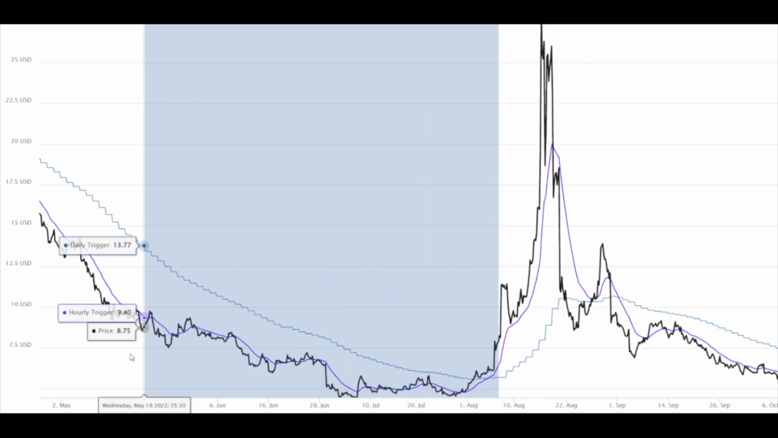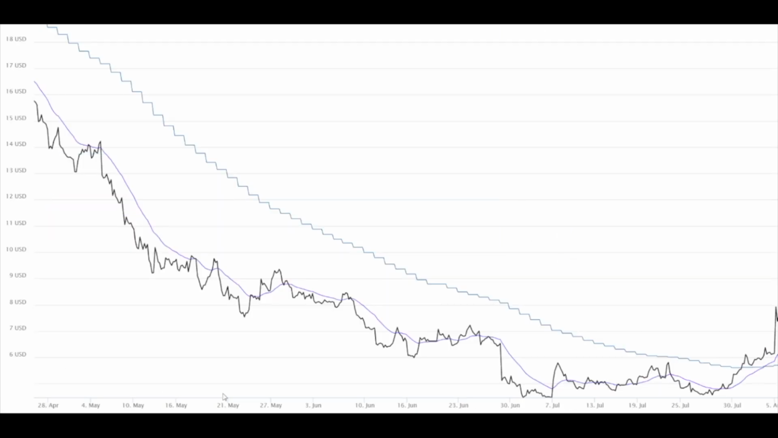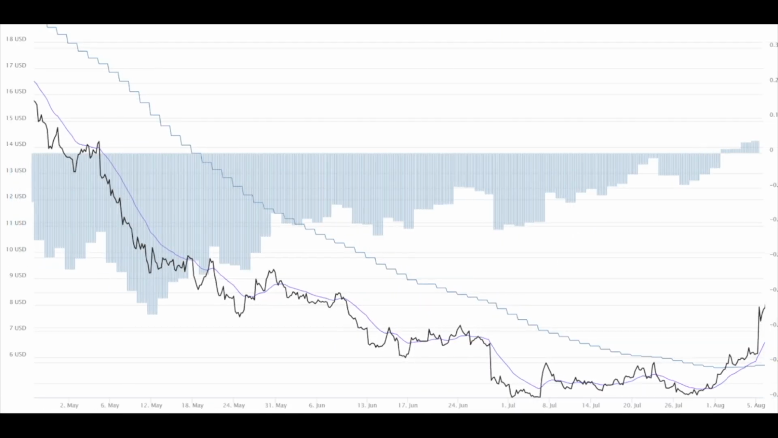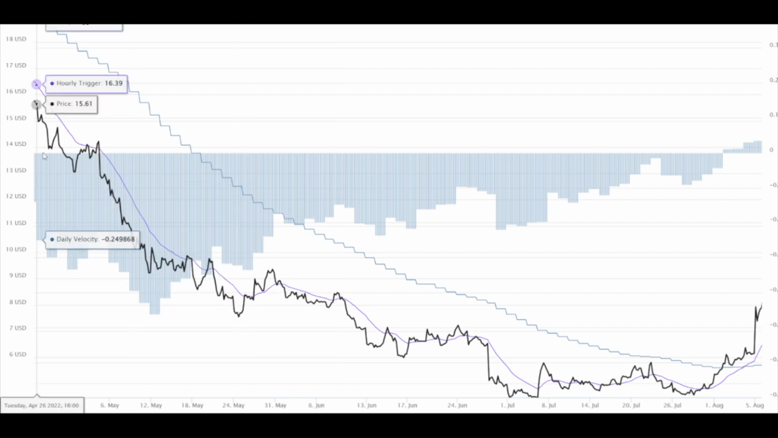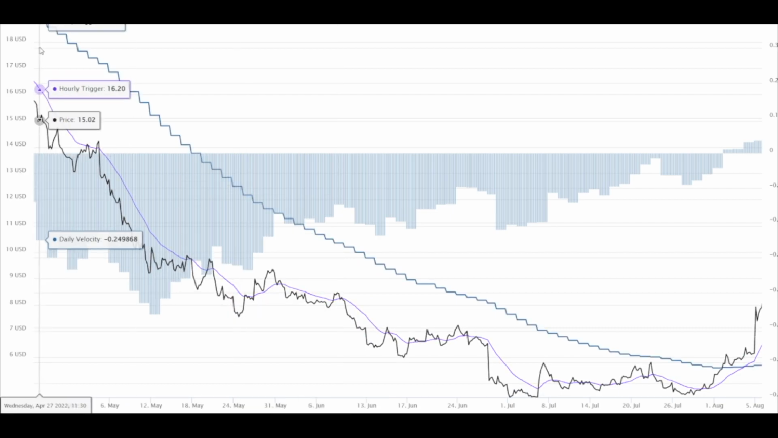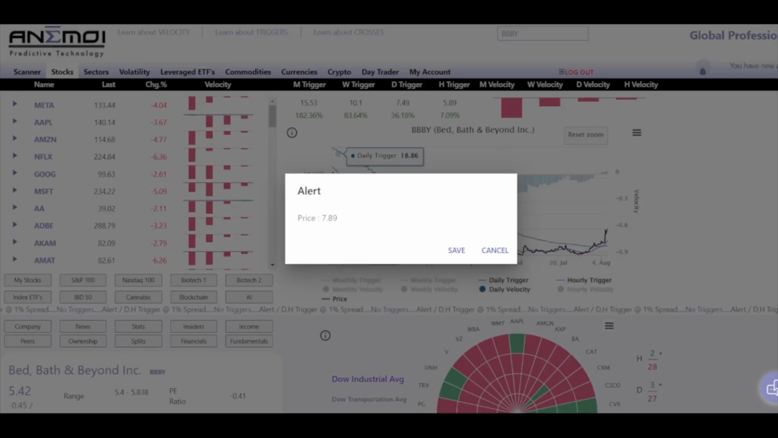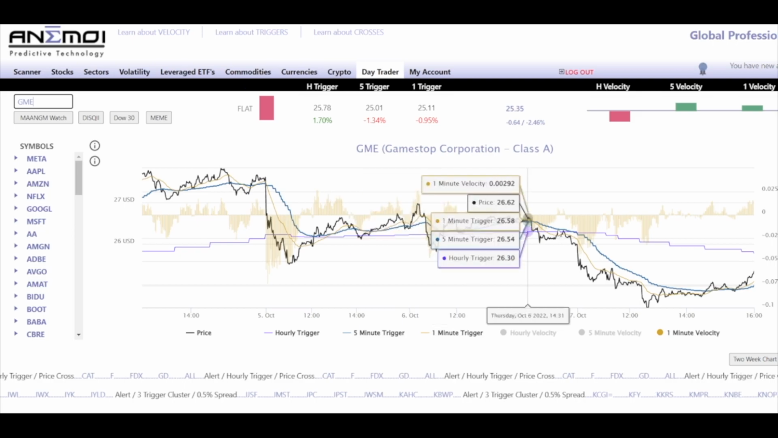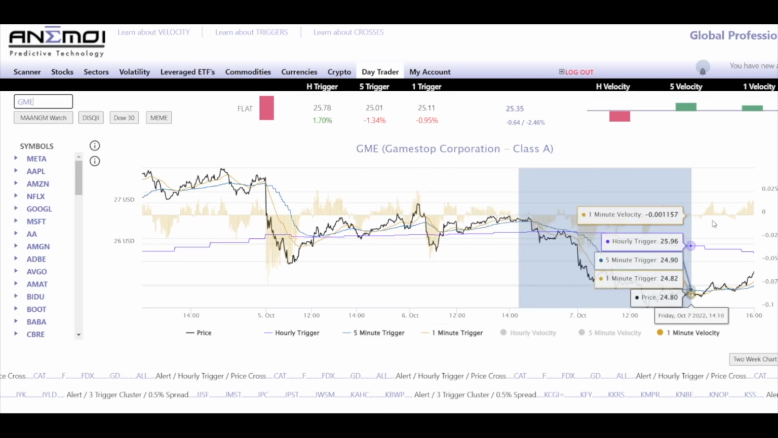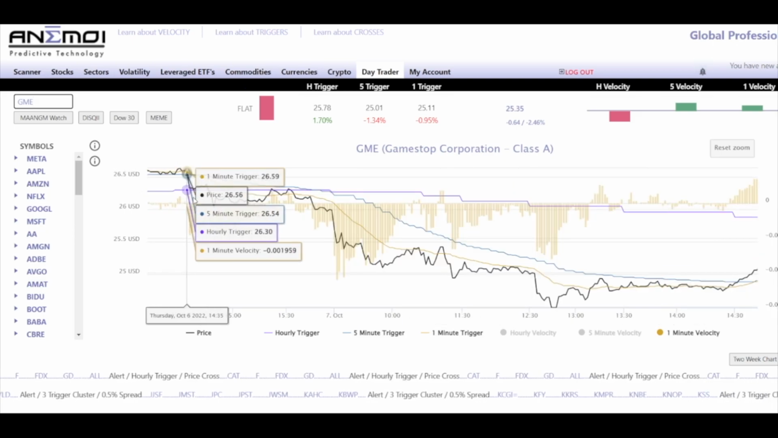I'll zoom it in to make it easier to see. If I bring on the daily velocity to the chart, you can see that we had the hourly trigger cross under the daily trigger, which brings on a macro sell program. So the 1 minute trigger crossing below the 5 on the GME chart that I just showed you is a micro sell program. This is just on a much lower time frame.